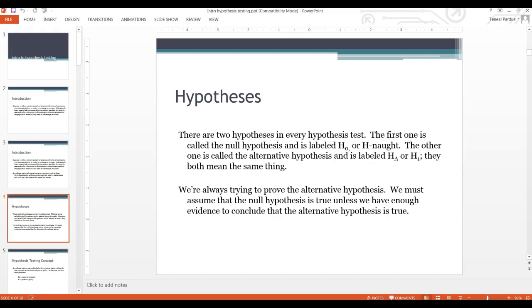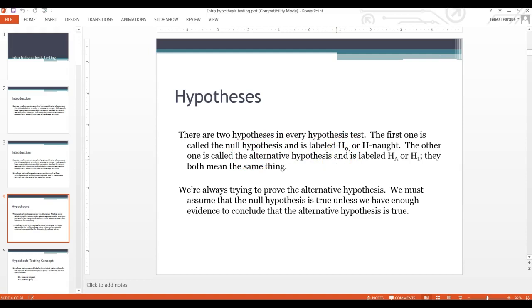So let's start to pick apart what hypothesis testing is and what it does. In every hypothesis test, there are two hypotheses. The first one is H naught. So it's H with a sub 0. That's not an O, that's actually a sub 0. So H naught is called the null hypothesis. The reason it's H naught, null, is that this is the hypothesis of no information.